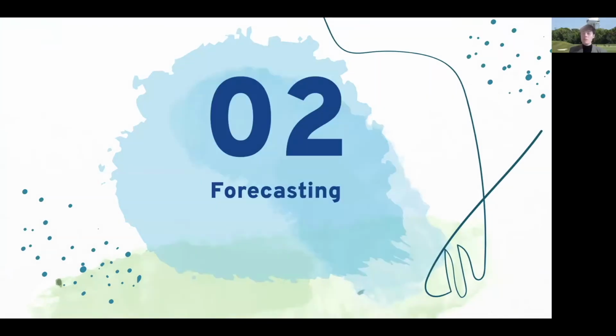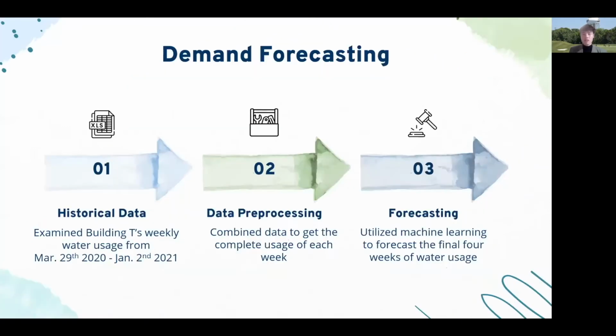Thank you, Yan. Hi, I'm Paul. Now I'm going to talk about how we forecast our water demand. Our forecasting consists of three parts. First, we look over the historical data, which examines Building T's weekly water usage from March 29, 2020 to January 2nd, 2021. Then we pre-process the data, which includes combining the usage of each week. Finally, we did the actual forecasting.